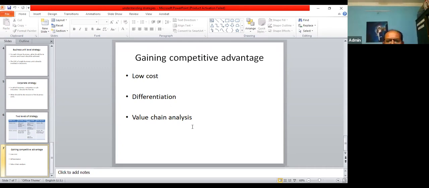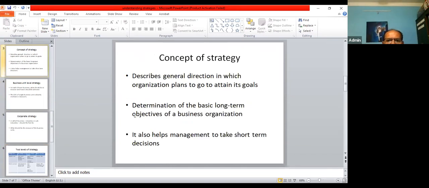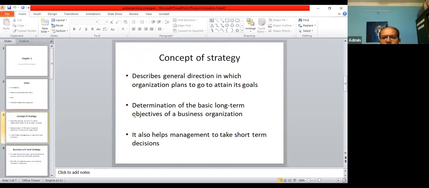Then value chain analysis. So this was about the concept of strategy. Let me show you again the concept of strategy. Now, after having a discussion on this point, I think it will be easy for you to understand these three characteristics of strategy, or three concepts of strategy.